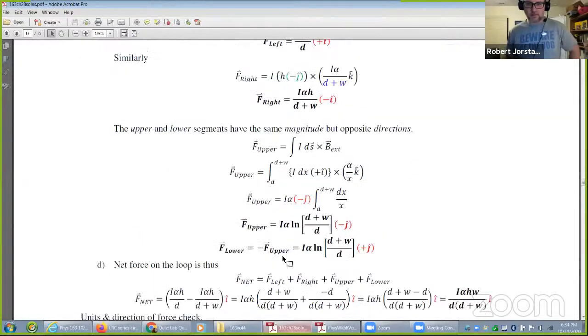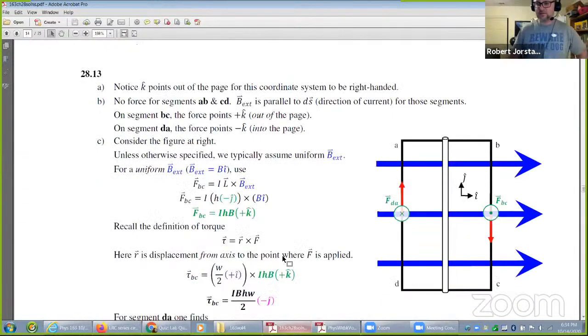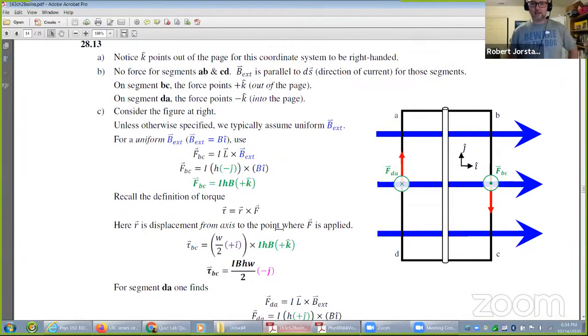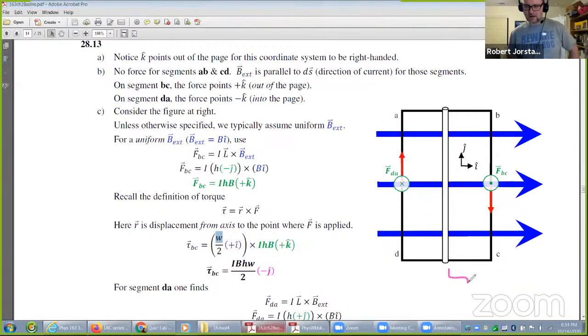Okay, so there's what we were just talking about. We just worked this out. Notice from the axis to the point where it's applied, that's going to be half the width. So notice I use width over 2 right here. To be clear, this distance right here is half the width. So if I go this way, it would be width over 2 i hat, and this would be width over 2 negative i hat.